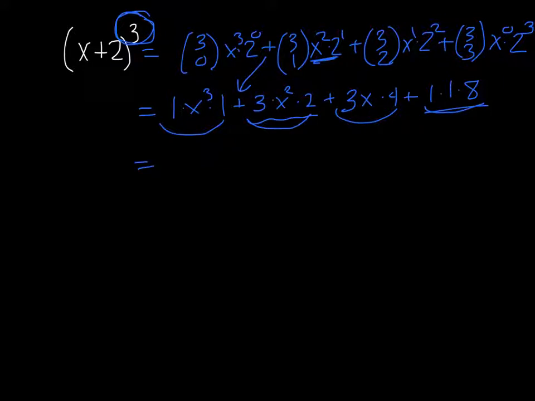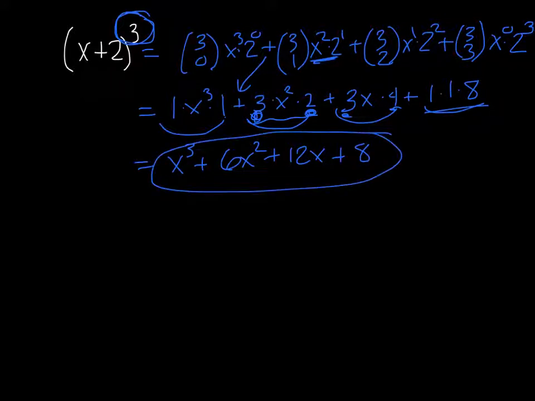And now I have to finish. 1 times 1 is 1, times x cubed is x cubed, plus. Now I have to take that 3 times the 2, so I get 6x squared, plus 3 times the 4 is 12x, plus 1 times 8 is 8. And so here's my expansion. Let's look at our next example.